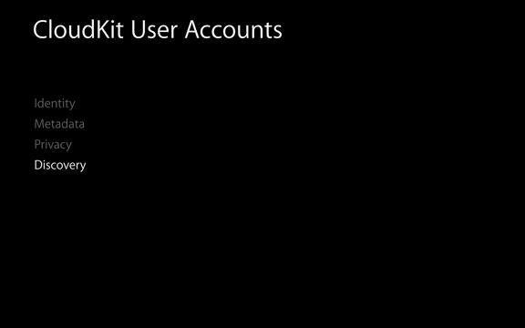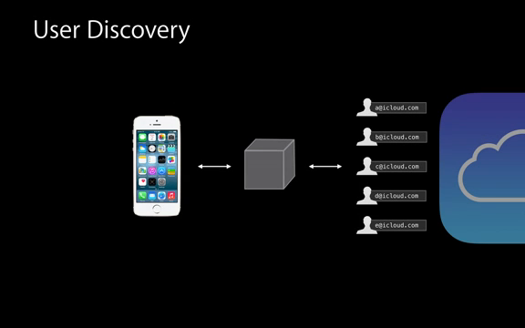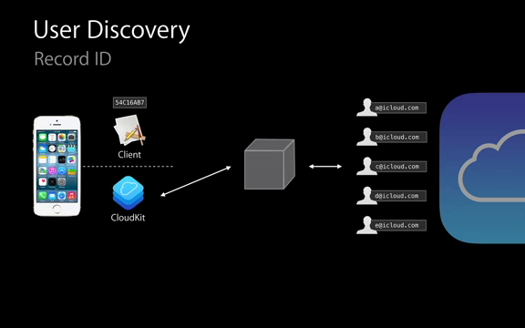Assuming that the user has acquiesced to this privacy request, we can go on to the next phase, which is discovery. So let's talk a little bit about user discovery. Here's our image. We've got our client talking to a container, and the container is backed by iCloud, and iCloud has all this rich user information. If we look a little bit more on the client side, we see that there's actually two different processes involved here. There's your client process, and then there's the CloudKit process.